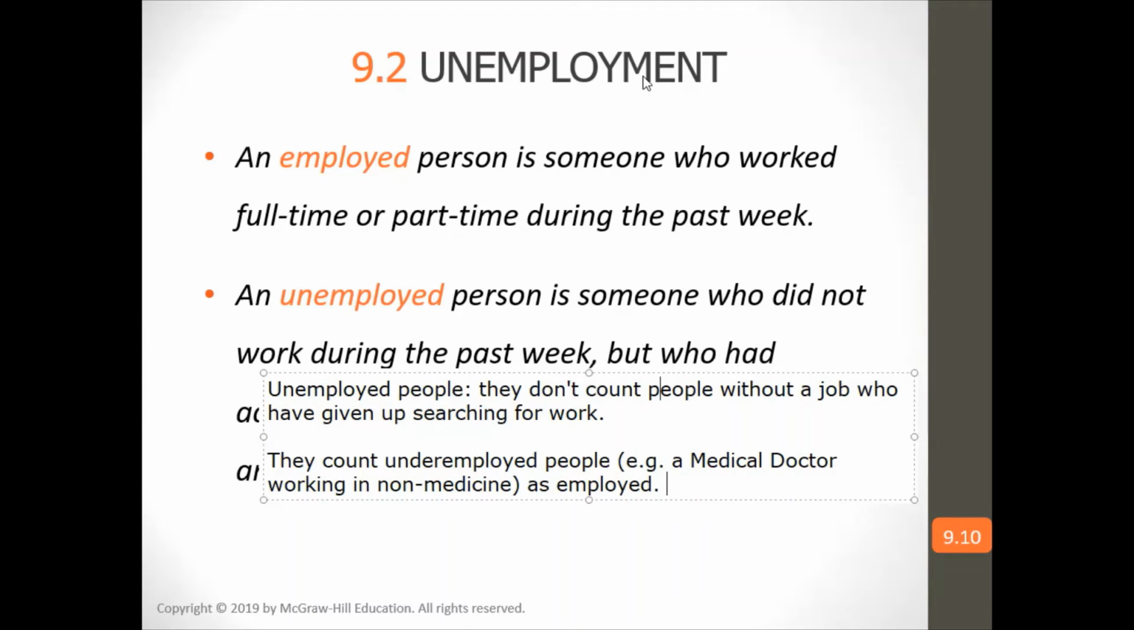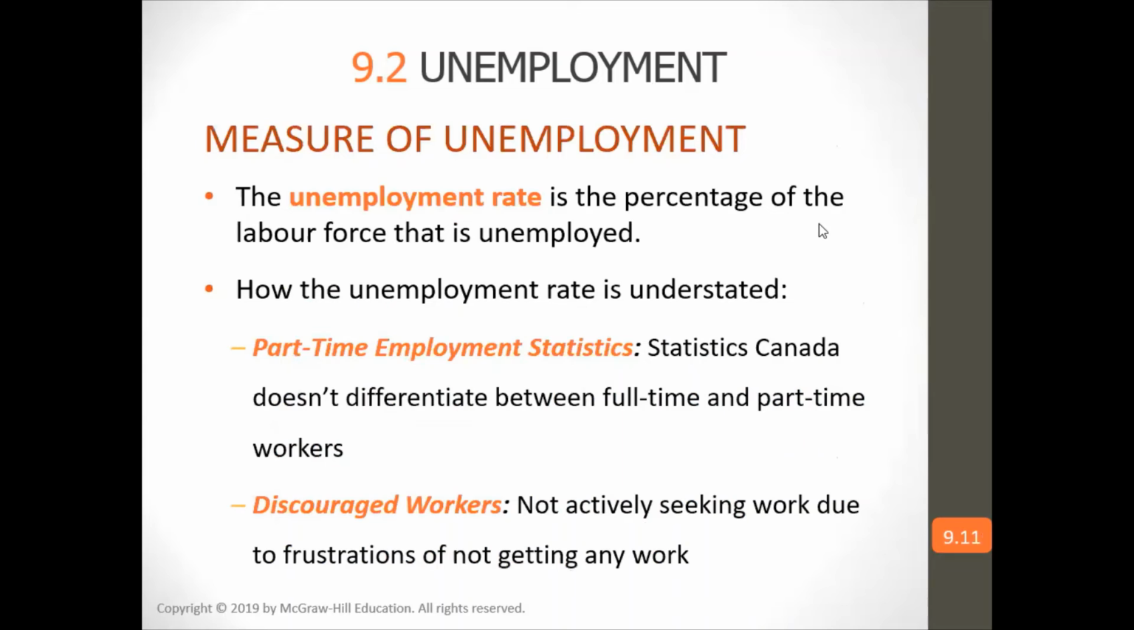So then, part-time employment: Statistics Canada doesn't differentiate between full-time and part-time workers. They should, because somebody who's working part-time might want to work full-time, and they should count the people that want to work full-time. Also, you have discouraged workers. They don't count them in the unemployed people, and that's a problem, because they should be counted, but they're not counted because they gave up looking for work.